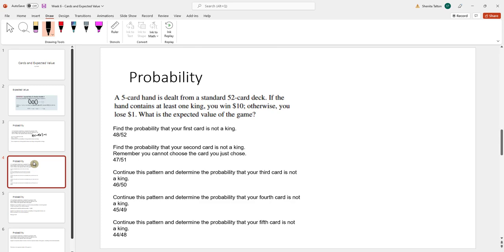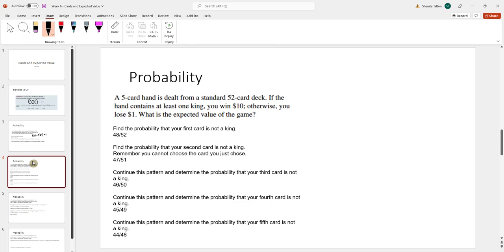Okay, so let's find the probability that your first card is not a king. So you know you have 52 cards in the deck. We know 4 of those cards are kings. Okay, so that means the other 48 are not kings. So that's how you got 48 over 52. So now you take that card, you put it aside. Now you have 51 cards in the deck. You still have 4 kings because you didn't pull out the king the first time. So 47 of the remaining cards are not kings.